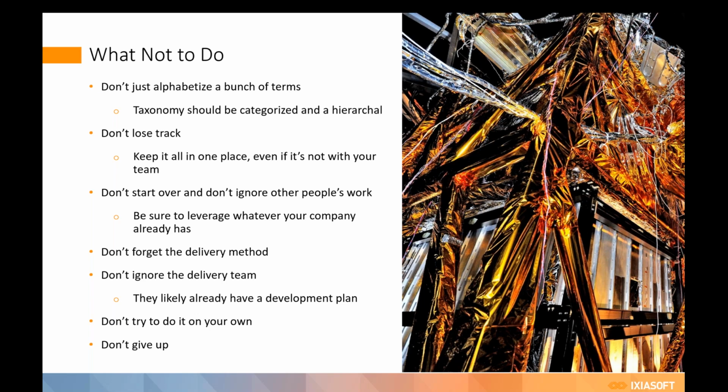An important thing here is don't forget the delivery method. We've been talking a lot about dynamic delivery websites, but that's not the only place where you can be using taxonomy terms and data, for example. You can be using them on a help application. You can even be using them for other various outputs. You need to always consider the delivery method, and within that delivery method, you don't want to ignore the delivery team. They likely already have a dev plan. So for example, if for whatever reason they're not using category or keyword, you probably want to have a chat with them and see what they are using. Everyone needs to be on the same page.